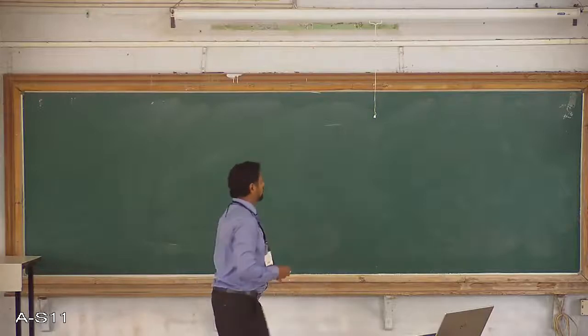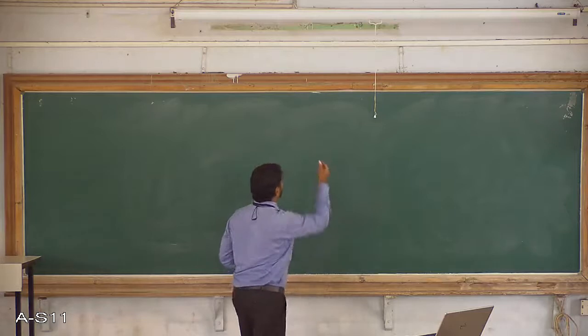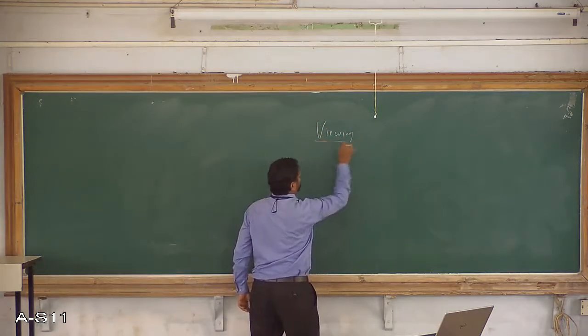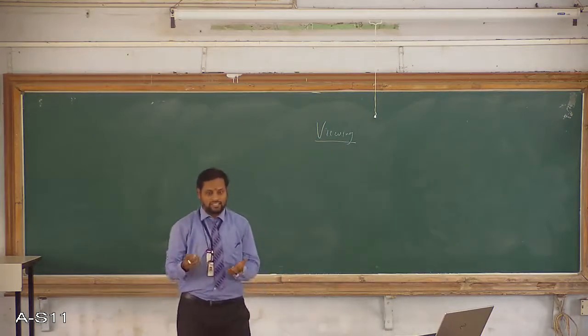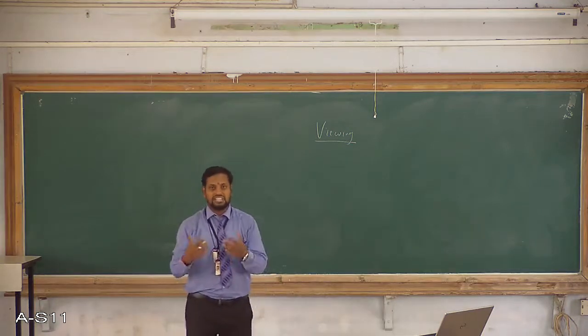Today we are going to learn the classical viewing. So I start with initially the viewing. What is viewing? Viewing is actually when there is an object, and we, being human beings, interact with that object.